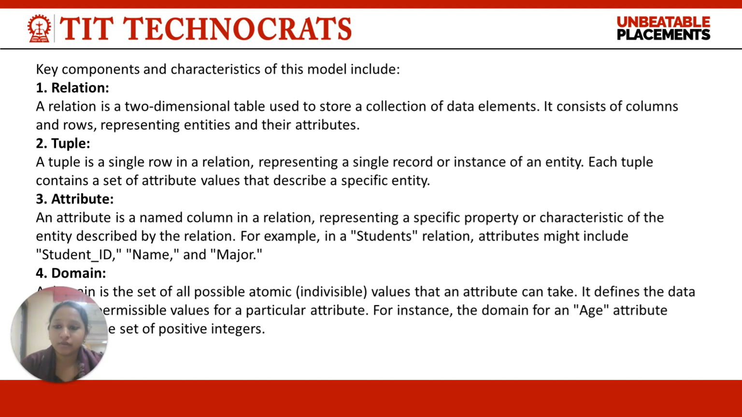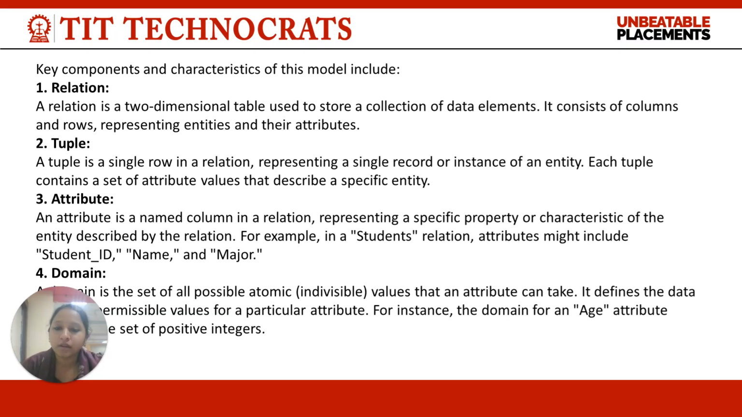Now let's discuss the key components and characteristics of the relational model. The first component is relation. A relation is simply a two-dimensional table that stores a collection of data elements. It has rows and columns where rows represent entities and columns represent their attributes. Next we have a tuple. A tuple refers to a single row in the relation. It represents one record or one instance of an entity, and each tuple contains a set of attribute values describing the specific entity.